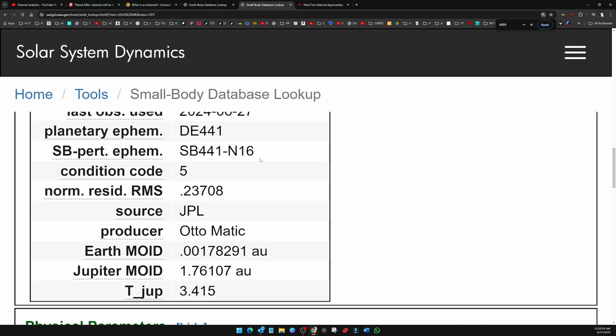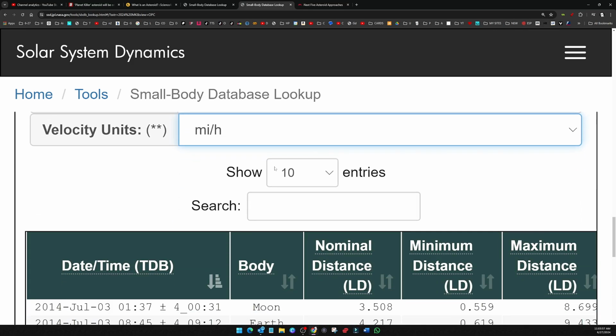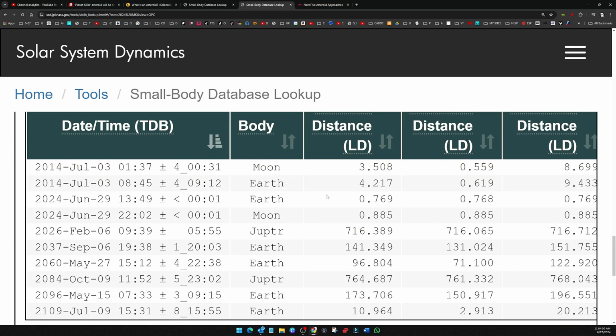And if we come down here, I'll show you something. Let me make this bigger for you. Let's come down to the bottom. Here we have June 29th. This is where we're looking at. The distance is going to be 0.769. What does that mean? I have it on lunar distance, which means it's going to pass by around 25% closer to Earth than the moon is. So it's going to pass between the Earth and the moon. And again, we just found this.